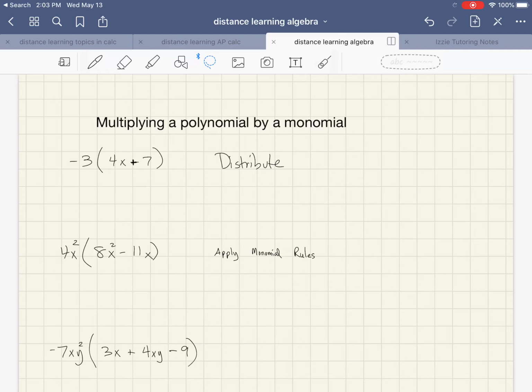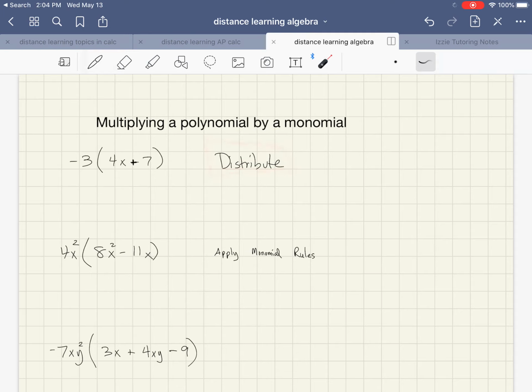This is a lesson on multiplying a polynomial by a monomial. And in the first example, you're probably going to look at this and say, I've done this before, probably as early as pre-algebra. So what we have is -3, which is technically a monomial, and it's right in front of a parenthesis, so we're really multiplying by this parenthesis.